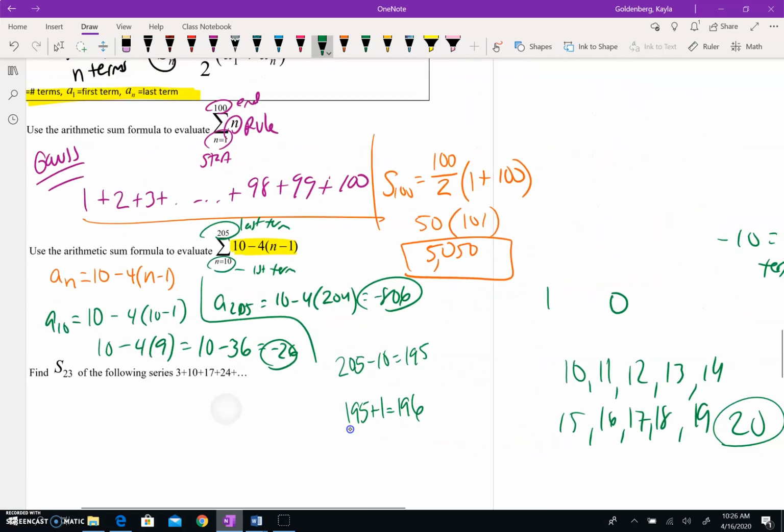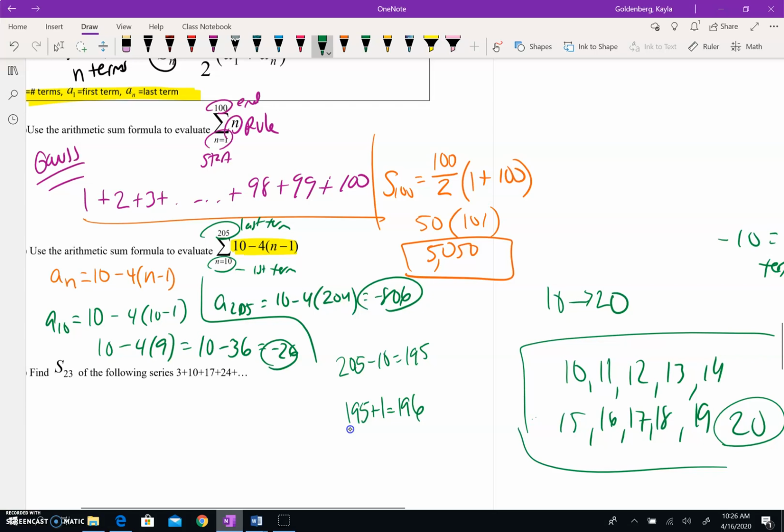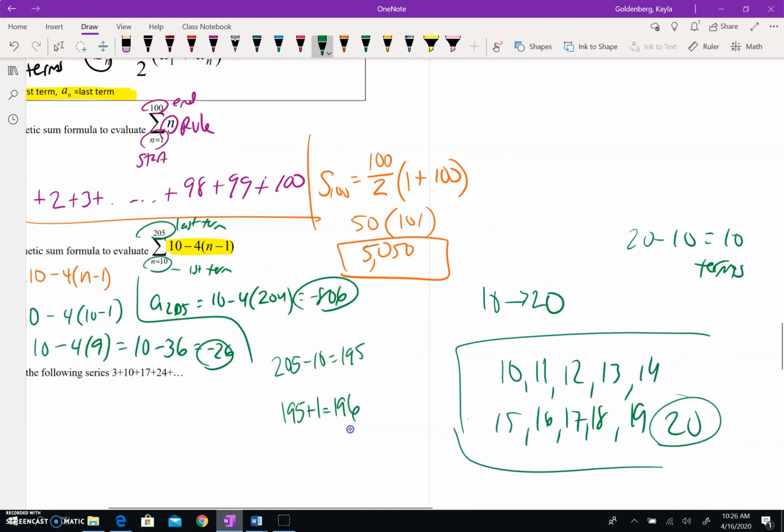Now here's an easier example. If I do 10 through 20, so I listed out 10 through 20 down here, like 10, 11, 12, 13, and so on, when you count them, there's actually an extra term there. Past 10, there's actually 11 terms. And you would normally do 20 minus 10 equals 10 terms. But there's really 11.